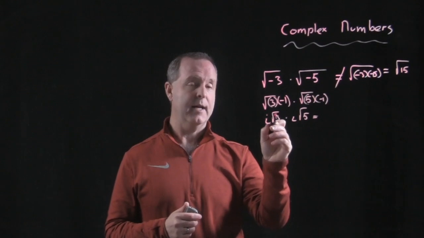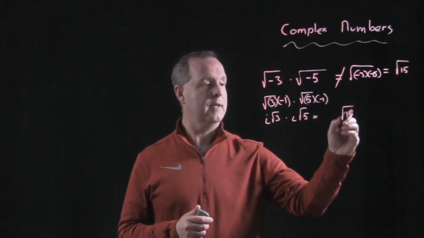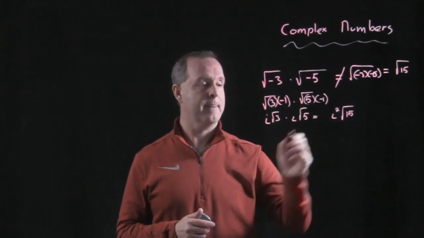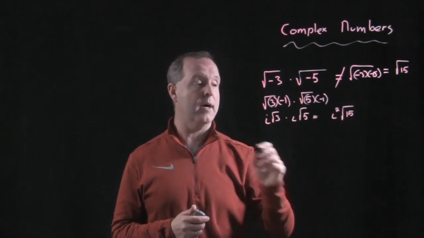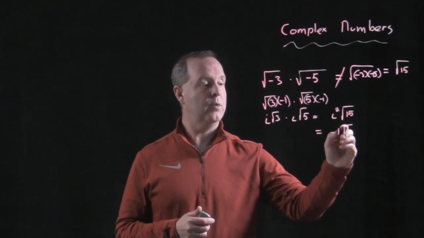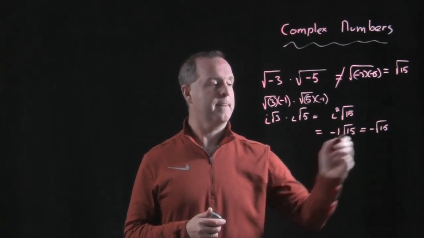We can multiply the roots together, which will give me a root 15. And I can multiply the i's. i times i is an i squared. And we remembered from before, an i squared is a -1. So this can be rewritten as -1 root 15, or just simply negative root 15.